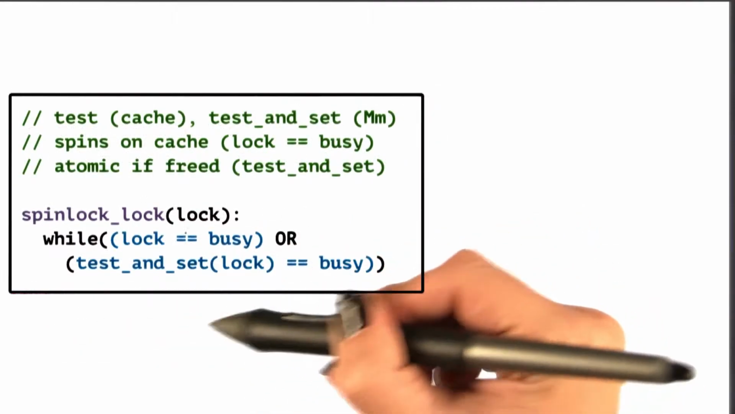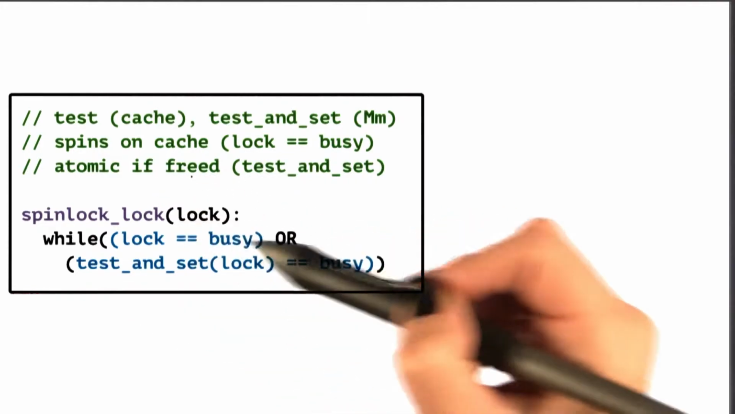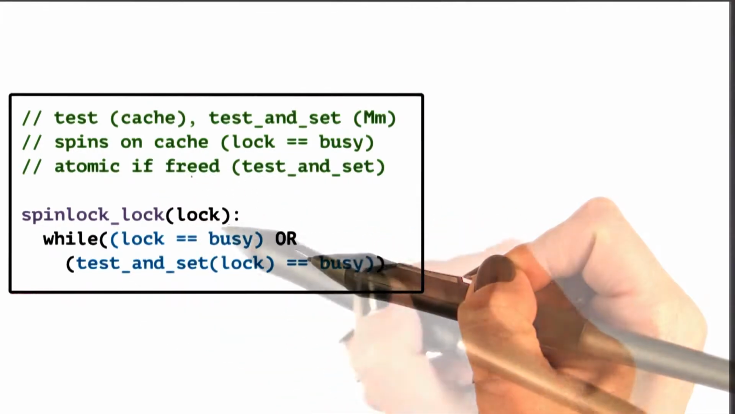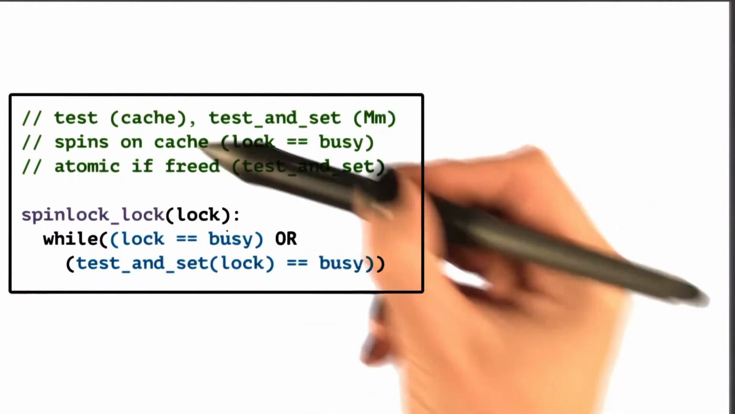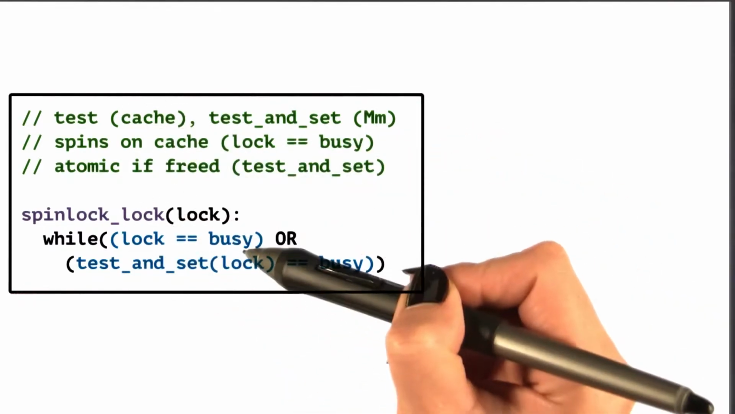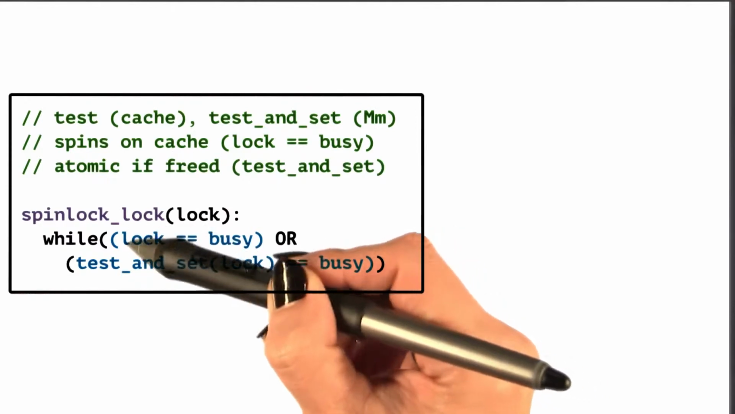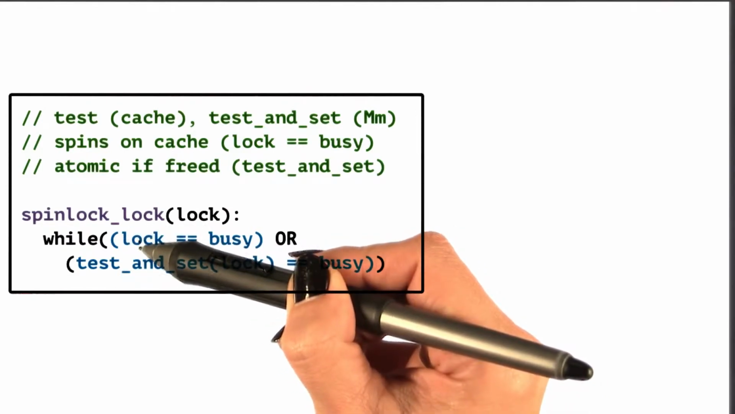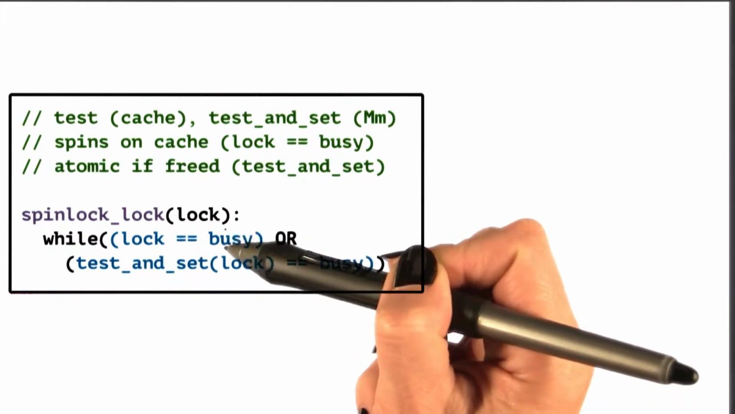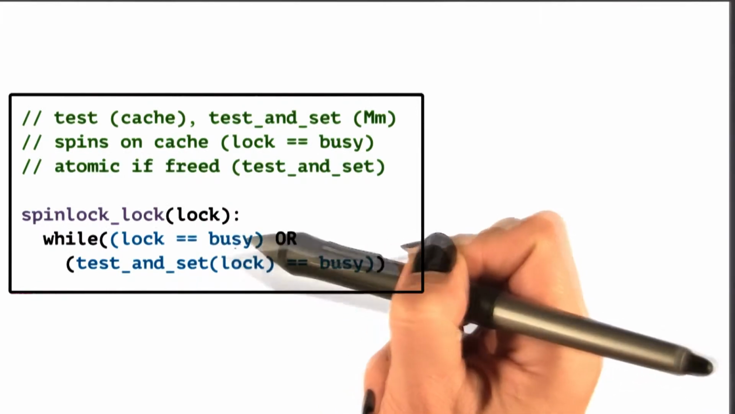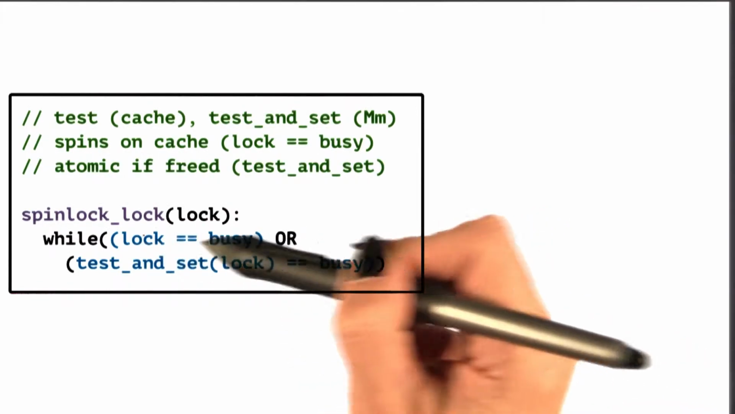So here is what the resulting Spinlock lock operation will look like. The first part checks if the lock is busy. This checking is performed on the cached value, so it does not involve any atomic operation. We're just checking whether a particular memory address is set to 1 or 0, so it's busy or free. On a system with caches, this will clearly hit the cache.